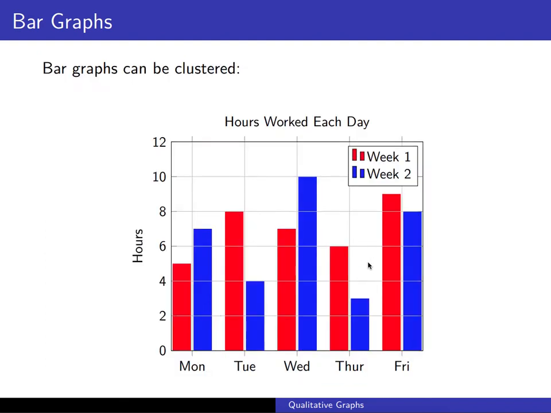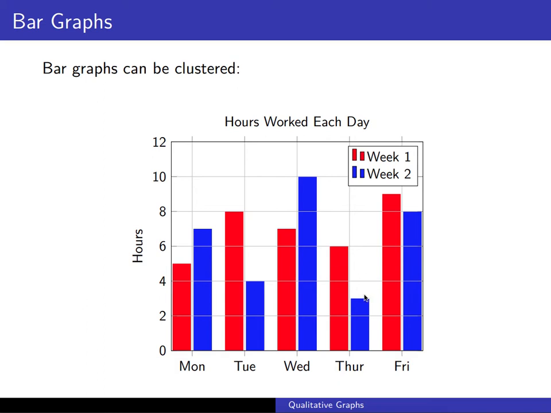So we can also cluster our bar graphs together. Let's say week 1 we worked for 5 hours on Monday and then 8 hours on Tuesday. The red bars represent the week 1 information. And then since we're using the same days of the week for our work schedule, for week 2 we're going to use the blue bar information. So on Monday, we had 7 hours the second week, on Tuesday, 4 hours worked the second week, etc. And what this does is it gives us a quick visualization of how many more hours we worked on the second Wednesday than the first Wednesday, or how many more hours we worked on the first Thursday compared to the second Thursday.